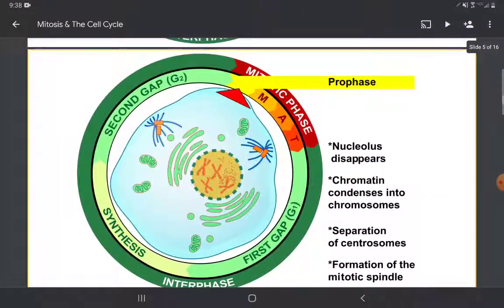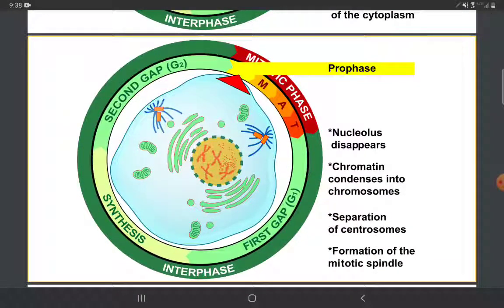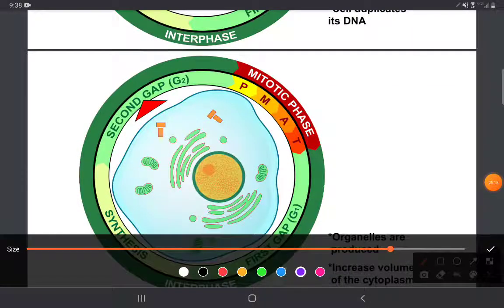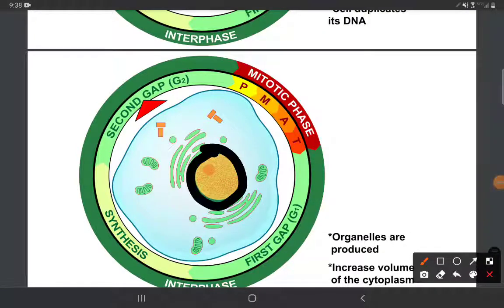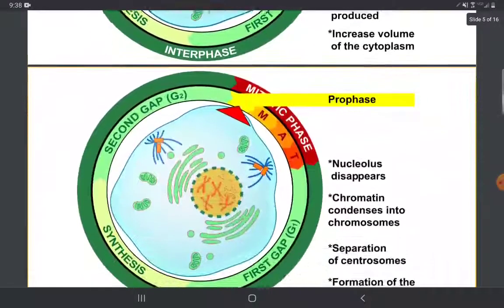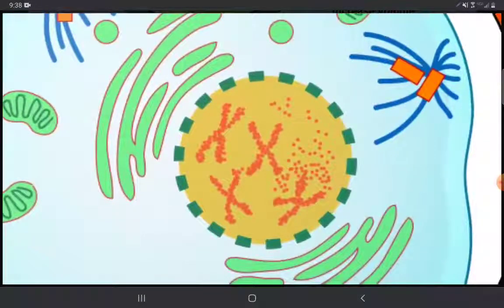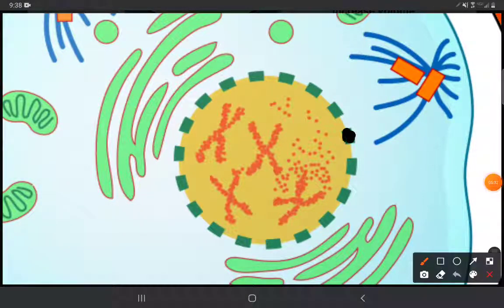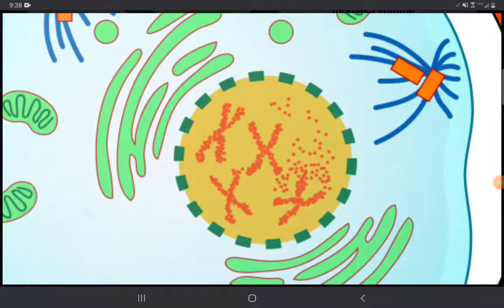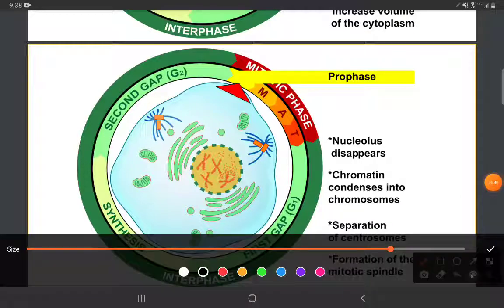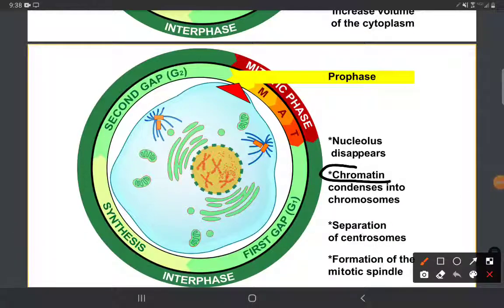Now we begin mitosis with prophase. In prophase, the nuclear envelope, which we've seen here, begins to break down. We will represent that with a dotted line rather than a solid line here. In addition, chromatin begins to become more condensed.